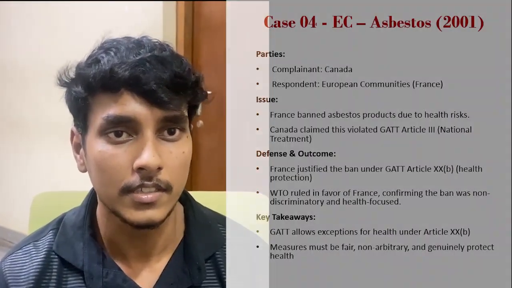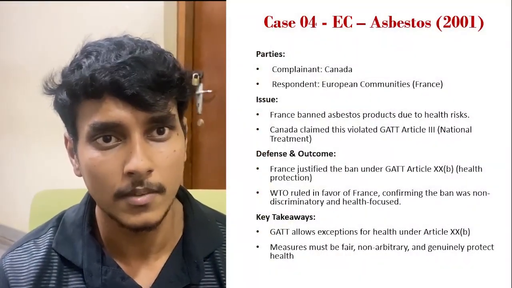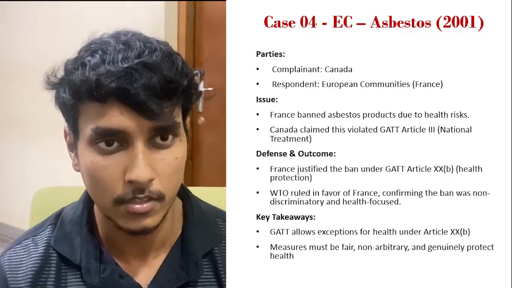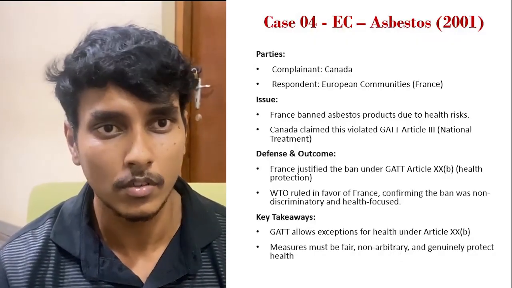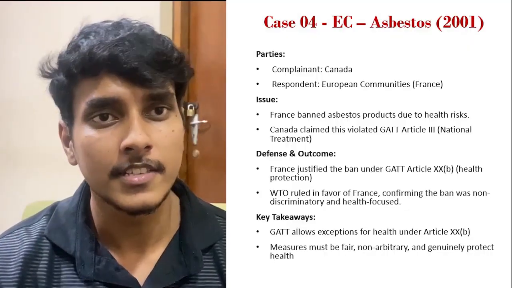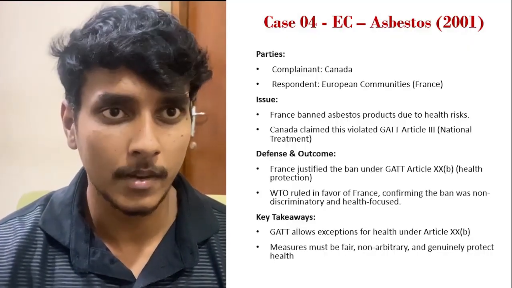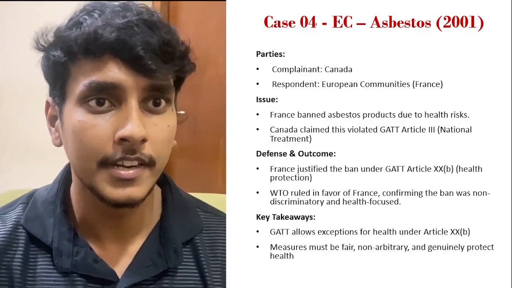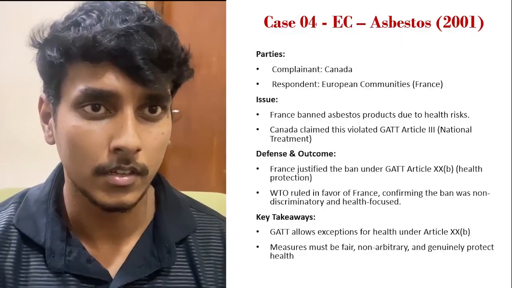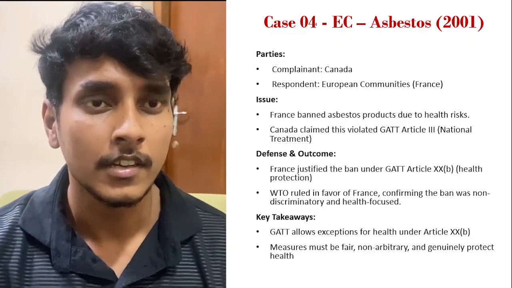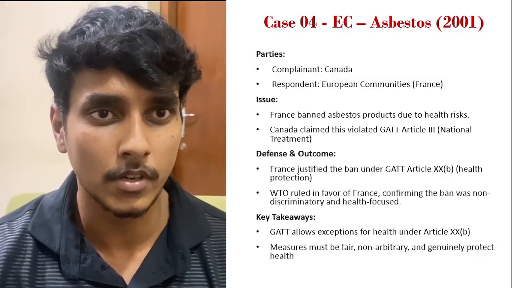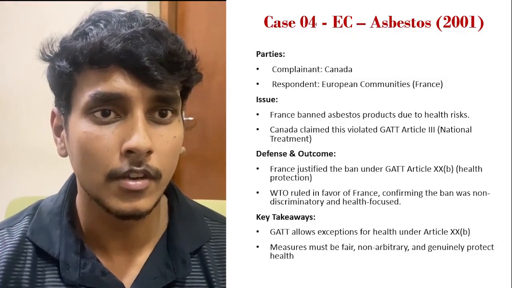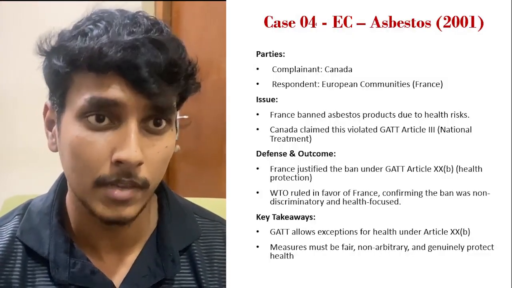In this dispute, France banned the import and sale of asbestos, a dangerous substance known to cause cancer. Canada challenged this ban at the WTO, arguing that it violated the national treatment rule under GATT Article 3. Canada claimed that France was treating Canadian asbestos products less favorably than domestic alternatives such as fiberglass.